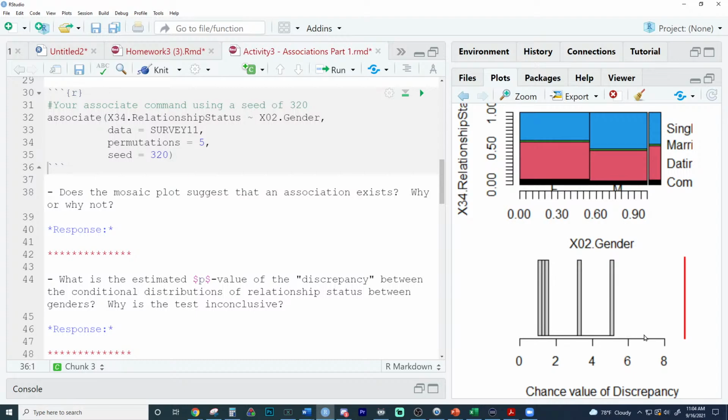How many of these random permutations are as extreme or more extreme than this red line over here?